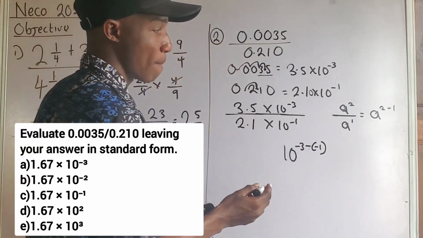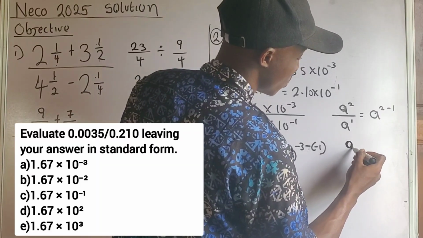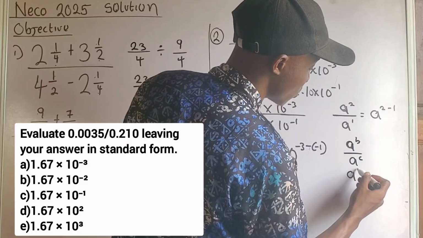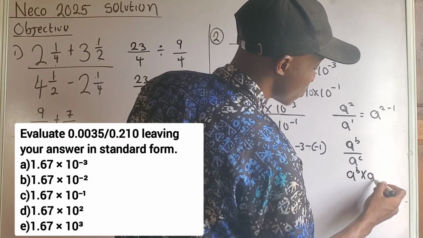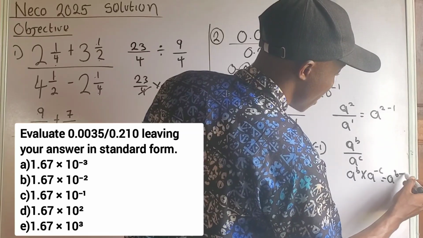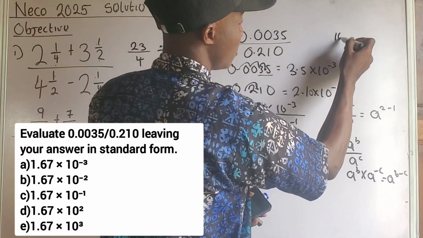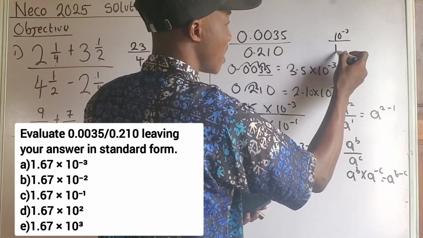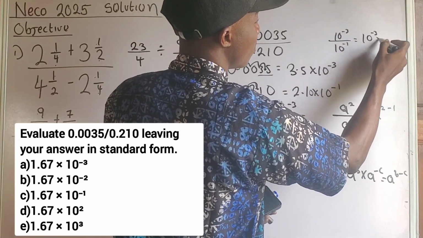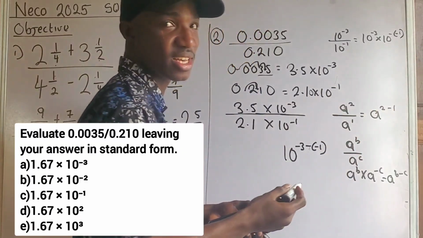According to the law of indices, if you have a raised to the power of b all over a raised to the power of c, this can be written as a raised to the power of b multiplied by a raised to the power of minus c. And this will give you a raised to the power of b minus c. The same thing I did here: 10 raised to the power of minus 3 all over 10 raised to the power of minus 1 can be written as 10 raised to the power of minus 3 multiplied by 10 raised to the power of minus, multiplied by minus 1.